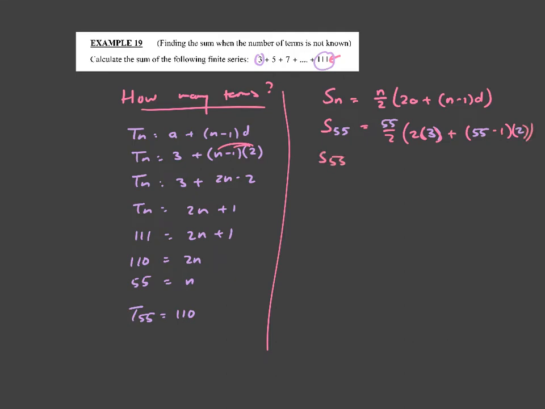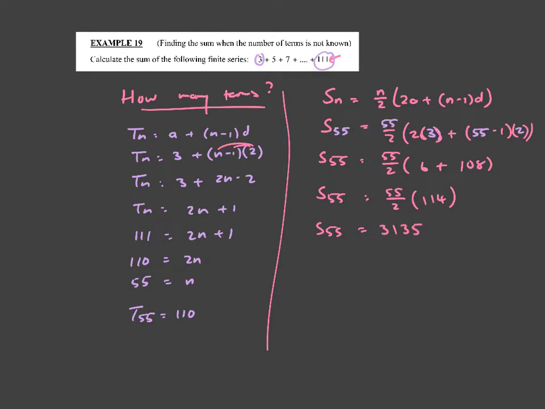So the sum of the first 55 terms is 55 divided by 2 times (6 plus 54 times 2, which is equal to 108). So we've got the sum of the first 55 terms: 55 divided by 2 times (6 plus 108, which is equal to 114), right? The product of those two, of course, use your calculator. So that's 3135.